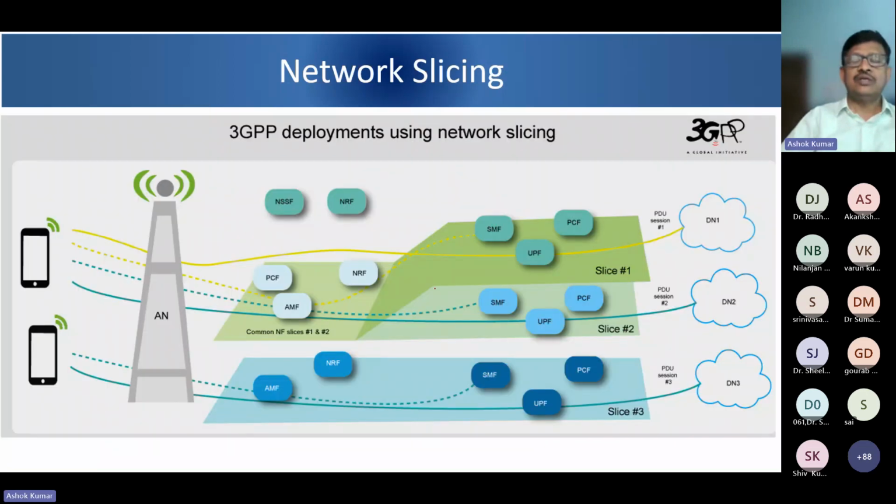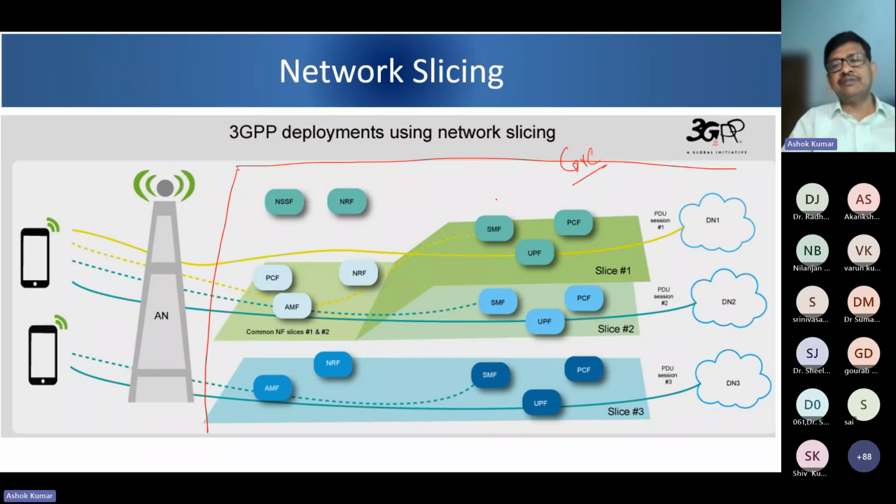So when we divide our network, I'm talking initially about the core part. When we divide the core in a logical partition, this picture is from 3GPP. Let's see how we divide. In this example, there are three slices: slice 1, slice 2, and slice 3.